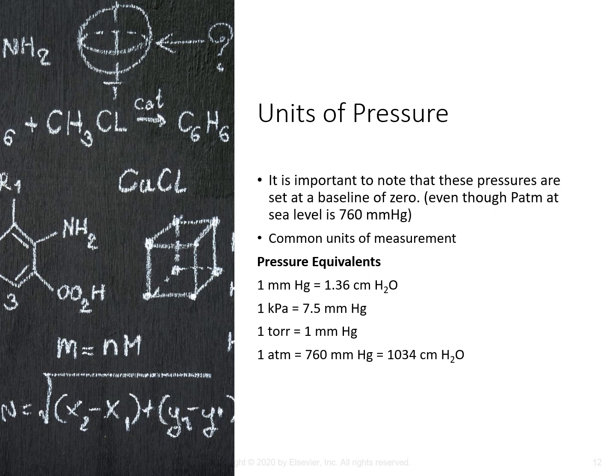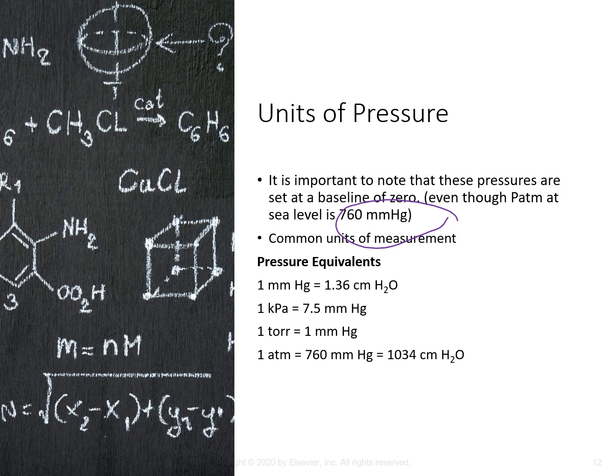Units of pressure, when we're looking at mechanical ventilation specifically, we're going to start at a baseline of 0. Even though at sea level we have 760 as our normal atmospheric pressure, we're going to just start it at a baseline of 0. So what's our pressure change from the baseline? So that's why we assume 0. We're not starting it from 760, we're assuming from the baseline.